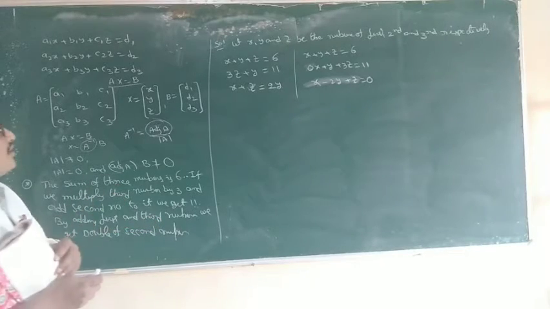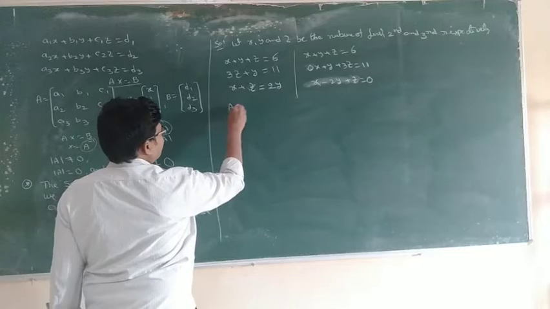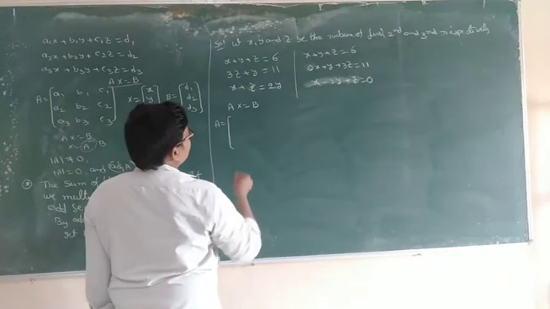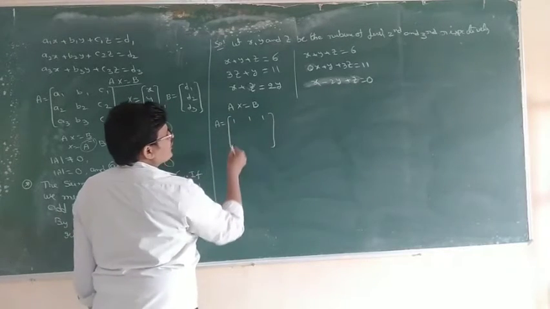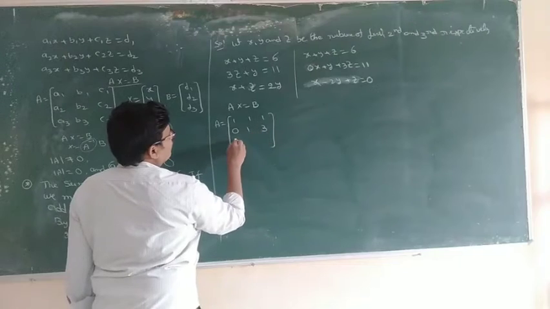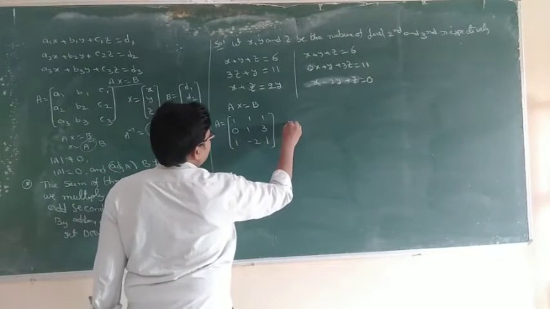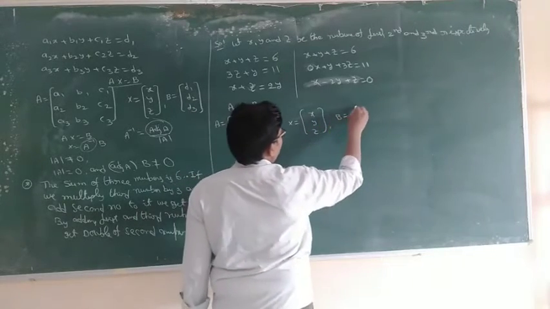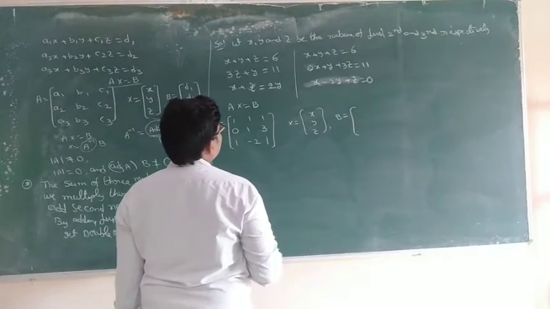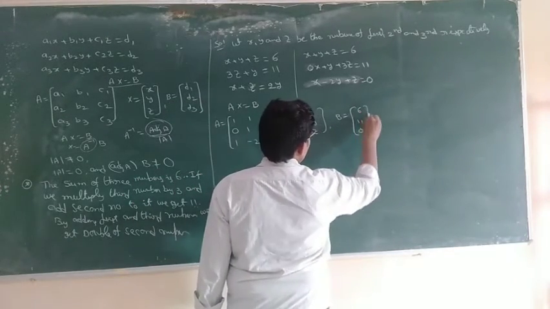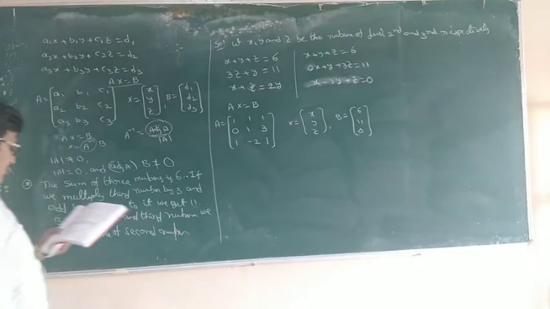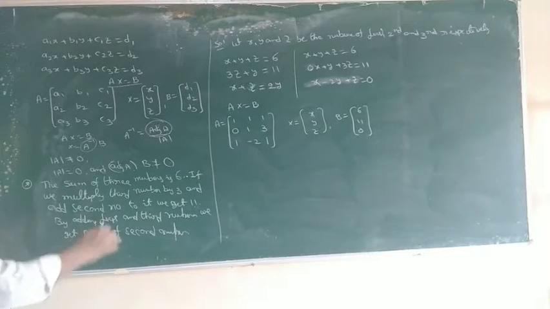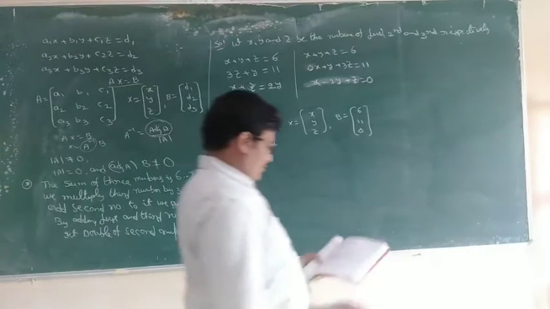Next, the system of equations can be written as AX equals B. What is A? A is the coefficient matrix: 1, 1, 1; 0, 1, 3; 1, minus 2, 1. X is the column X, Y, Z. B is the column 6, 11, 0. After that, first we have to find the determinant of A, and after that the adjoint of A. Okay?